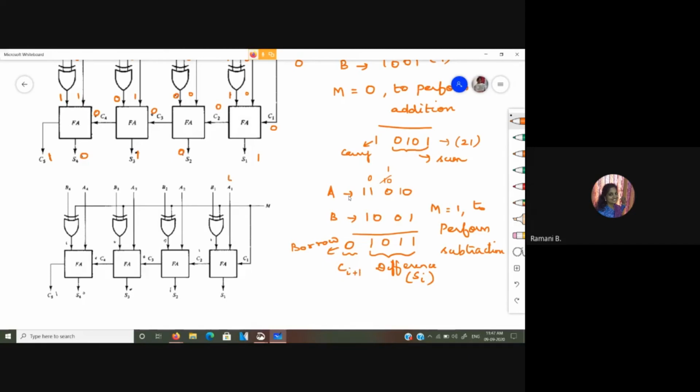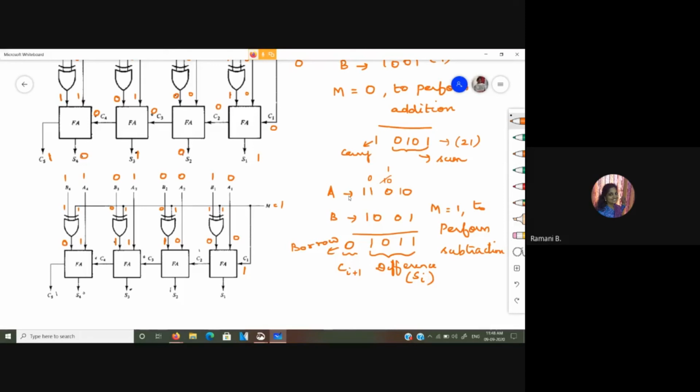So here 0, 0, 1, 1, 1, 0, 0, 1. Here we have M is equal to 1. So this C1 value is 1. This is 0. So here you have 1 and 1, 1 and 0, 1 and 0, 1 and 1. This is again 1, 1, 0, 0. So now 1 XORed with 1 gives me 0. 0 XORed with 1 gives me a 1. 0 XORed with 1 gives me a 1. And 1 XORed with 1 gives me a 0.